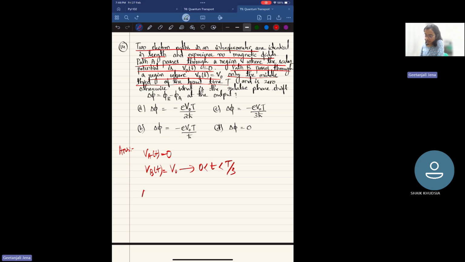We can use the same expression. Delta phi is q by h cut. Option C. Yes, you are correct, so you got the answer quickly. You can use the above expression, and the integration limit dt will now be T/3 to 2T/3.